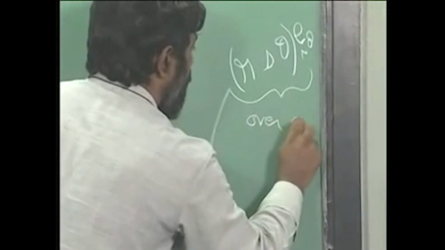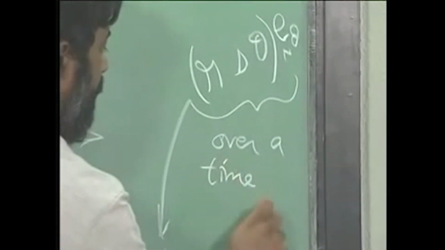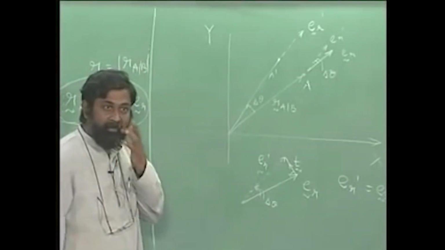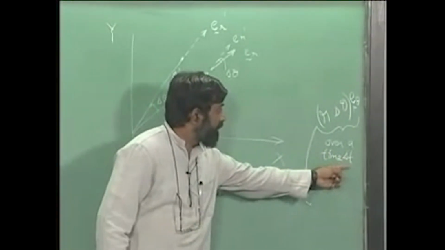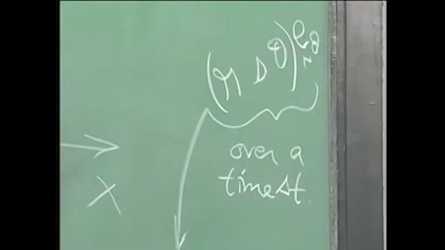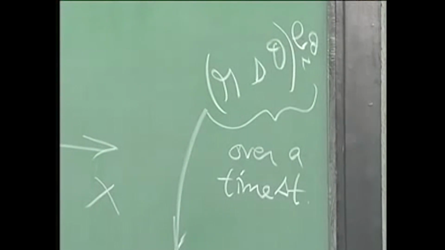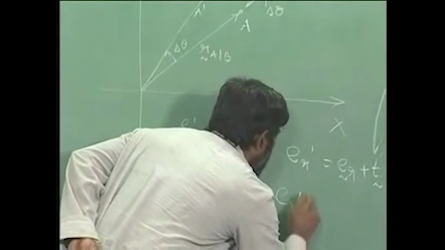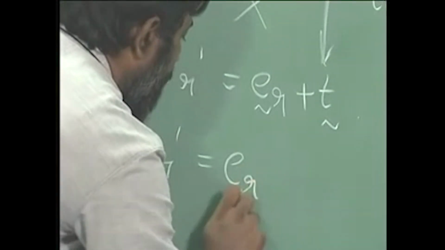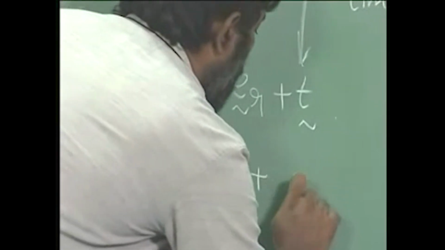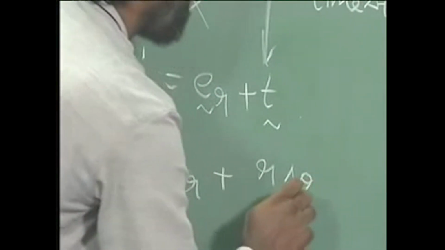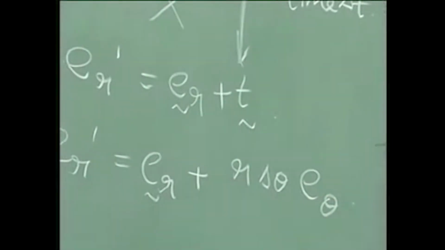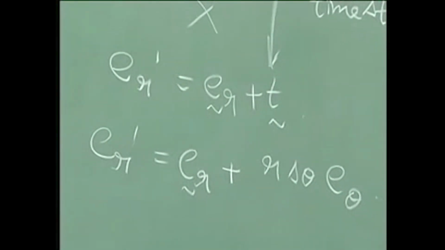over a time delta t. So, over a time delta t, this is what has happened to ER. Okay. So, let me just write that down here. ER prime is nothing but ER plus R delta theta E theta, right.